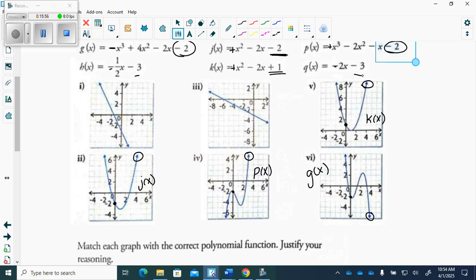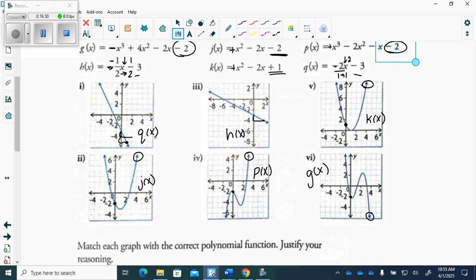We can make the negative go to either one. I'm going to put it here. So we're going to go down 1, right 2. If that's that one, so this is h of x. This one I'm going to go down 2, right 1. So if I go down 2, right 1, I land on this one. So this one is q.